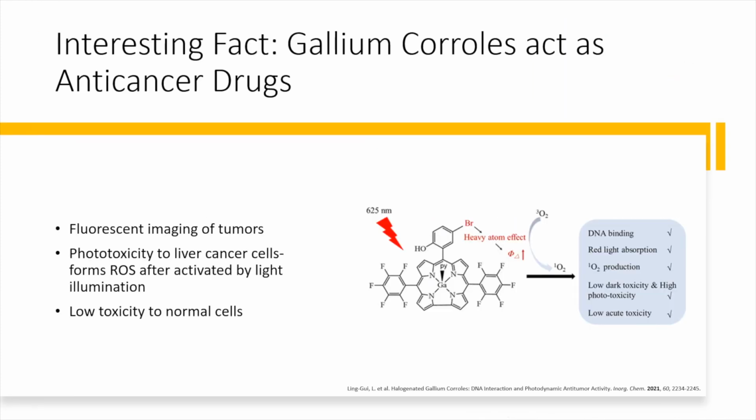For our interesting fact, we have that gallium can be used in cancer treatment. We found this research article that uses this gallium molecule shown here on the right in anti-cancer drugs. These molecules can be used in the fluorescent imaging of tumors, and they are also phototoxic to cancer cells. After being activated by light illumination, they will form reactive oxygen species, which then react and destroy the mitochondrial membrane of cancer cells and result in cell apoptosis.